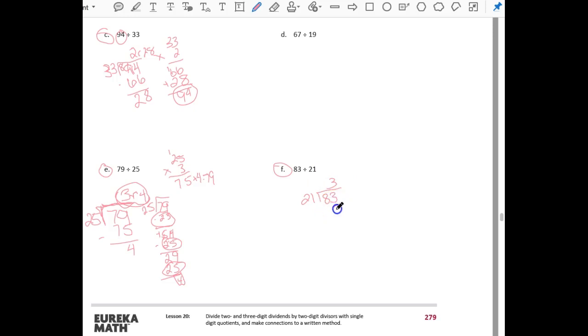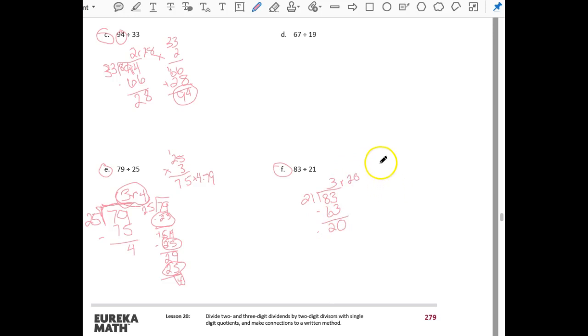So 3 times 1, 3 times 2, find the difference. Oh, 63 plus 10 is 73, plus 20 is 83. So there's 2 10s missing. Here's your 2 10s. No difference here. Now, that's a remainder of 20.